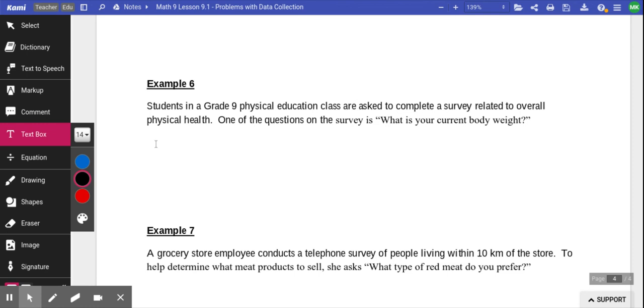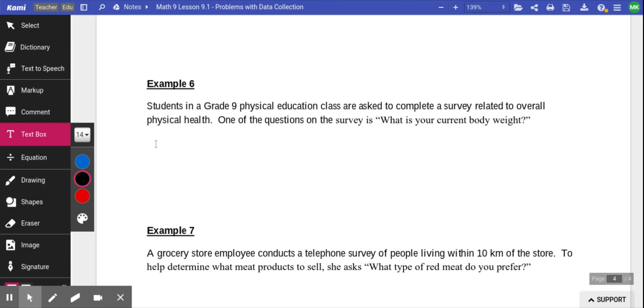One of the questions of the survey is, what is your current body weight? And we've already kind of discussed that. So by asking people their body weight, that is a privacy issue. A lot of people don't want to disclose their weight, especially to teachers or in front of their peers, right? It's kind of a sensitive subject to some people. So a lot of people would rather not disclose their body weight to other individuals or groups, especially if it's not private.